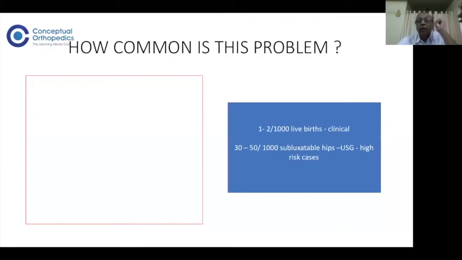How common is the problem? The usual incidence reported in the literature is 1 to 2 per 1,000 live births. But some reports say it is as high as 30 to 50 per 1,000 in subluxatable hips. This is because the way of screening varies. Some use clinical screening, some universal ultrasound screening, and some ultrasound screening of high-risk infants. Therefore, the incidence varies depending on the screening method used.